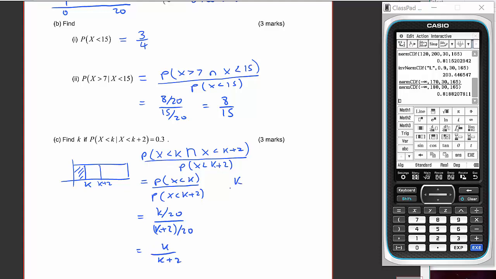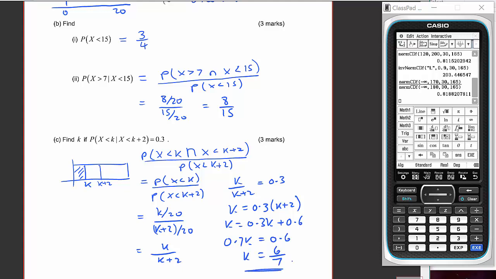So we're being told that k over k plus 2 is equal to 0.3. So k is going to be 0.3 times (k plus 2). So k is 0.3k plus 0.6. 0.7k equals 0.6. So k is going to be 6/7.